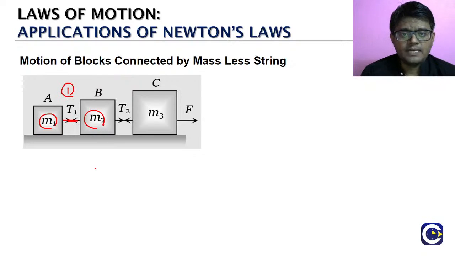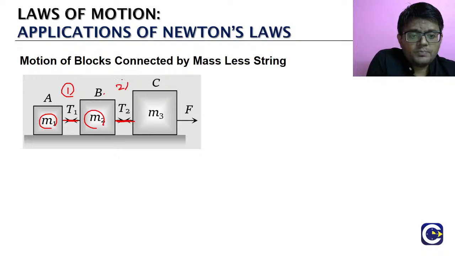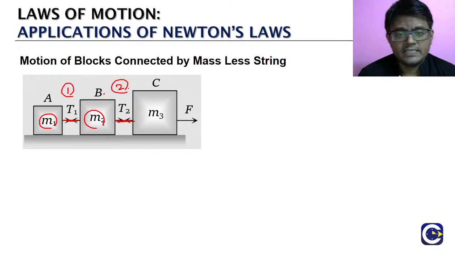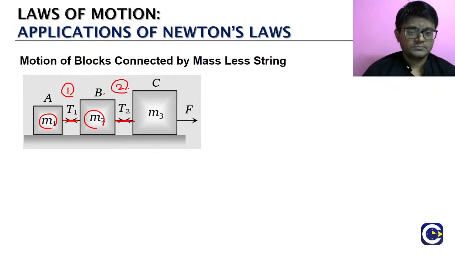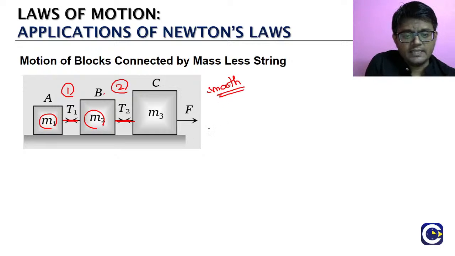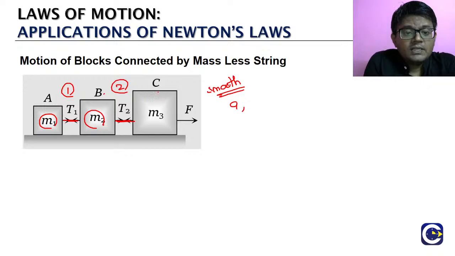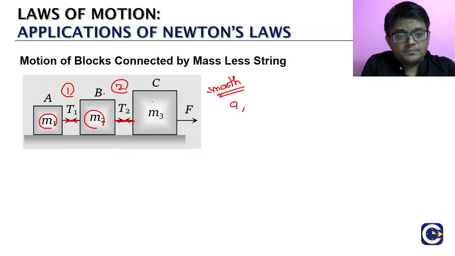So look at this: m1 and m2, block A and block B, they are connected by one rope. The tension force inside it we are representing by what? T1. Similarly, block B and block C, they are connected by the second rope. The tension in that second rope we are calling as what? T2. Here also, like the common assumptions, if you assume that the surfaces are smooth, they can ask us to find the acceleration. See, C and B are connected by a rope.